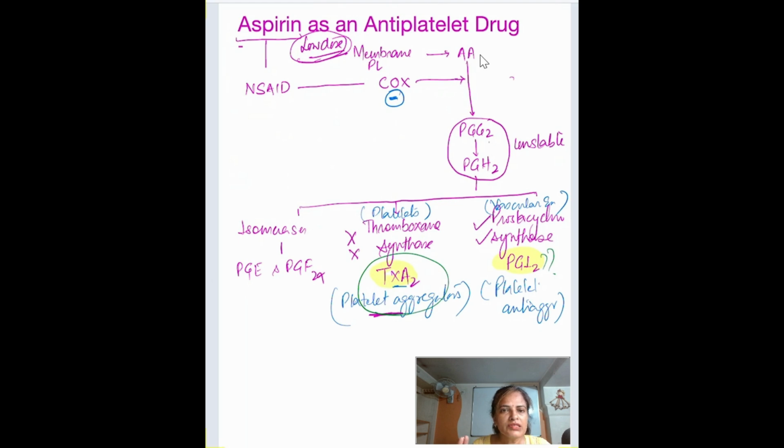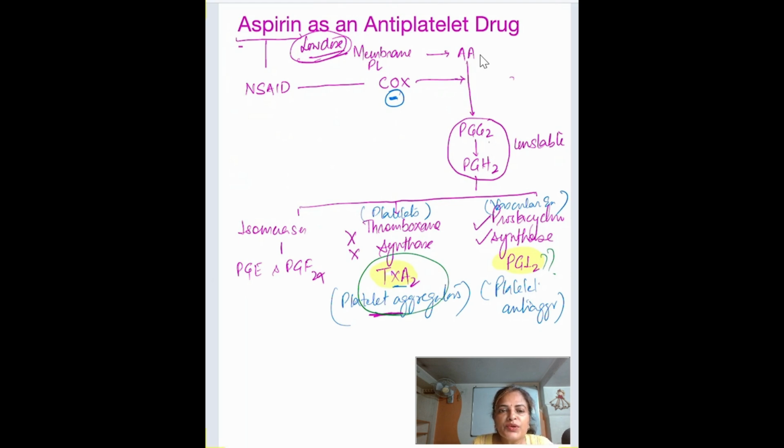Once you explain this point, your answer will be complete. Now, in the next section, I will be explaining why, at a low dose, the net effect is inhibition of thromboxane A2. Okay. Aspirin is a COX inhibitor. It is going to inhibit it irreversibly.